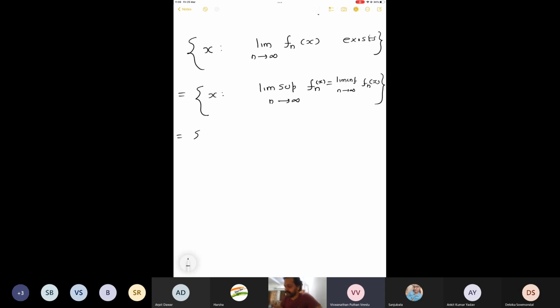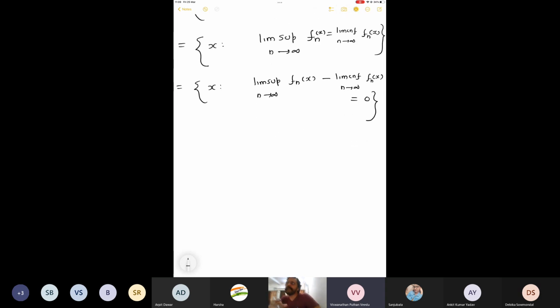equal to 0. The collection of all x such that lim sup as n tends to infinity of Fn of x minus lim inf as n tends to infinity of Fn of x is equal to 0. This is the set. Now G is measurable, H is measurable, therefore G minus H is measurable. The collection of all measurable functions is well behaved with respect to algebra: plus, minus, constant multiples, etcetera. So G minus H is measurable.